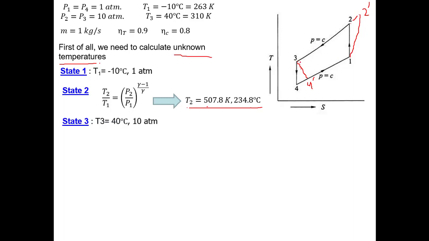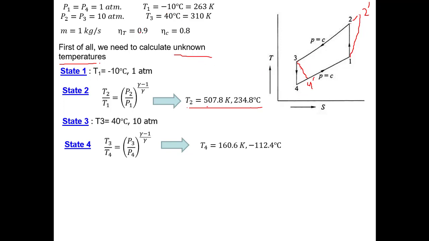Now let's come to state 3. At state 3, we are given that the temperature is 40 degrees C, and since that's a constant pressure process, the pressure remains constant, that means 10 atmospheric pressure. Now come to state 4. At state 4, we know the pressure, but we don't know the temperature here. So we can use again, because that's again an isentropic expansion, that formula to calculate the unknown temperature T4. If we put all the values, we'll get T4 equal to 160.4 Kelvin, or minus 112.4 degrees C.